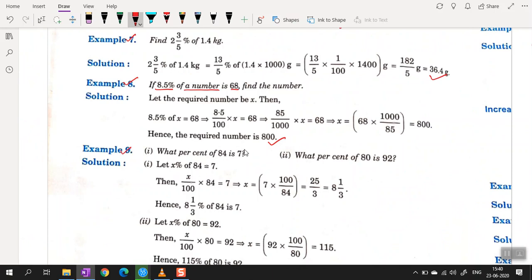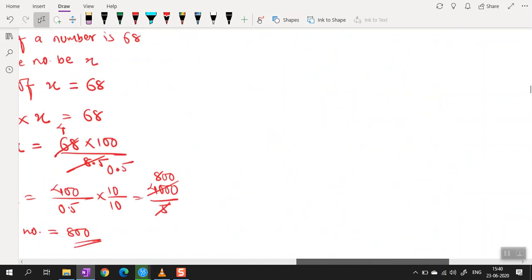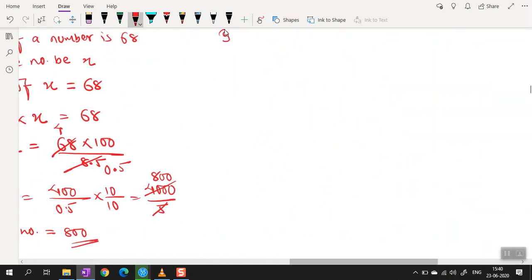What percent of 84 is 7? What percent of 80 is 92? Let's do the second one. Question number 9: What percent of 80 is 92? Now I want you to pay attention to the method which I'm going to use, how I'm going to convert this word statement into a mathematical statement.